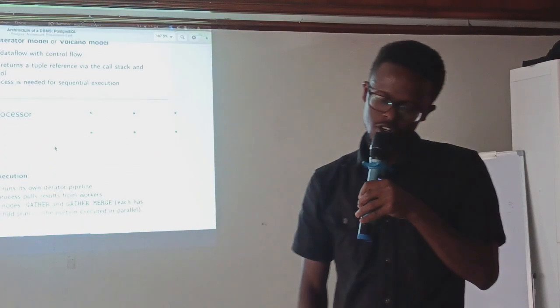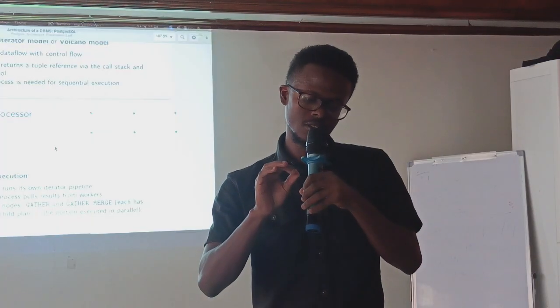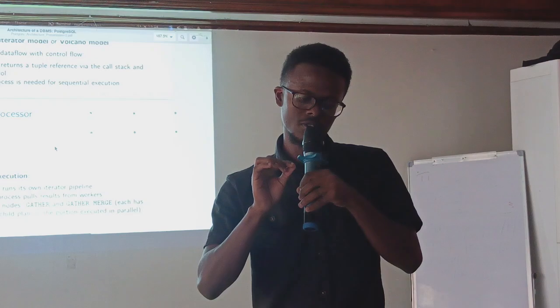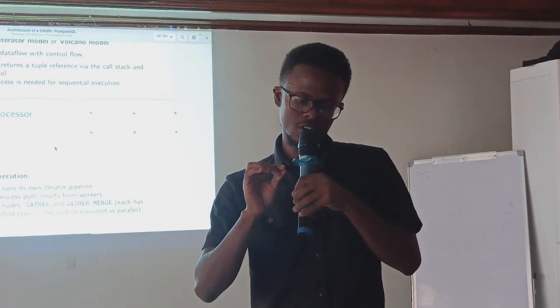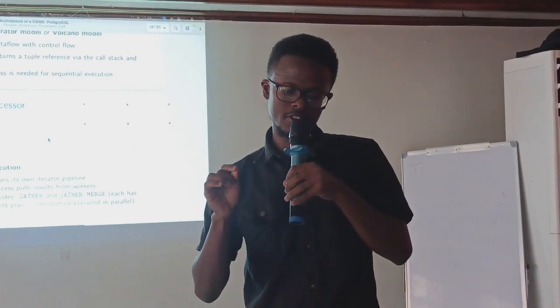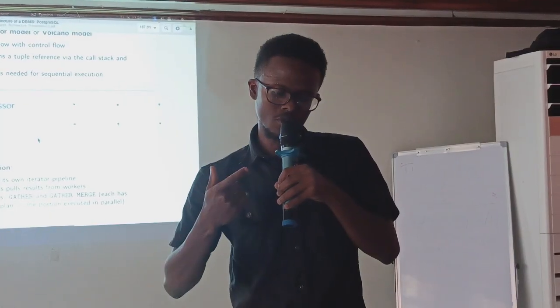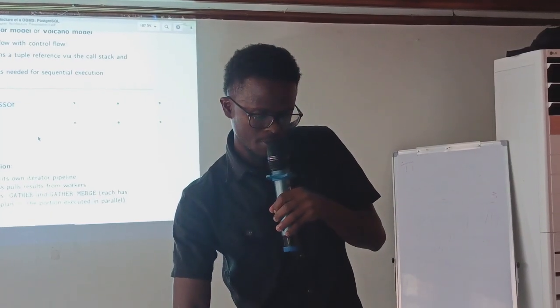So iterators usually combine data flow with control flow. The get next function, which has been called at the operator level, returns a tuple reference, call stack, and also returns control. So only one process is needed for sequential execution.